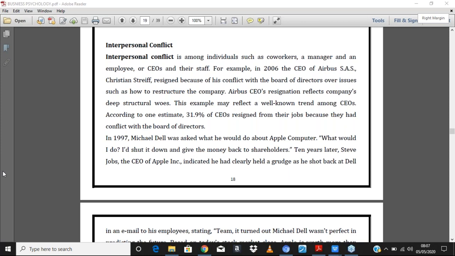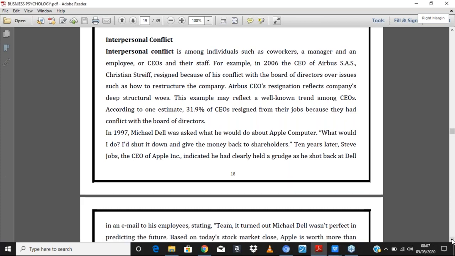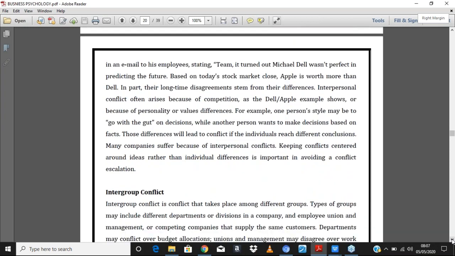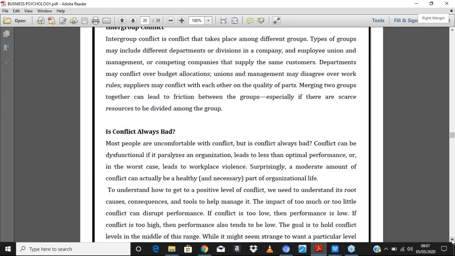In a more simplistic form, you're having conflict between the class rep and other students in the school, or other people that are leading, or in an organization, between the leader, the boss, and others. So we call that interpersonal conflict. Okay, then we also have intergroup conflict. That's the third type of conflict.